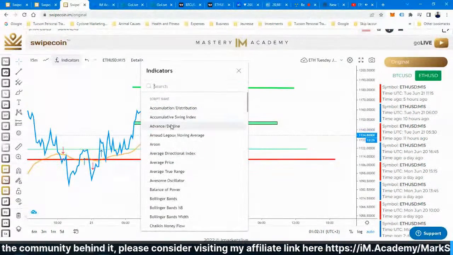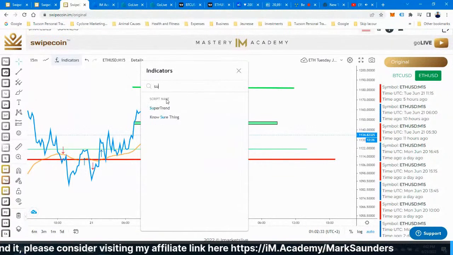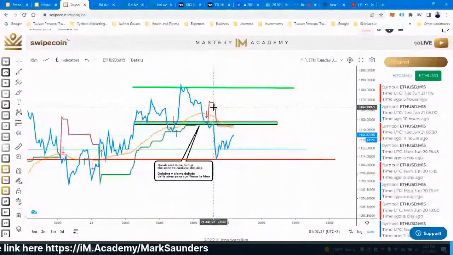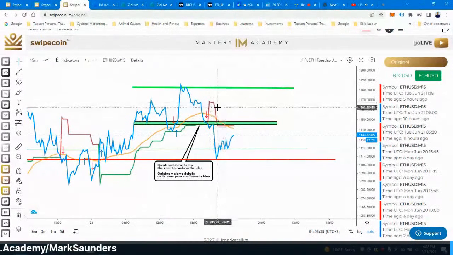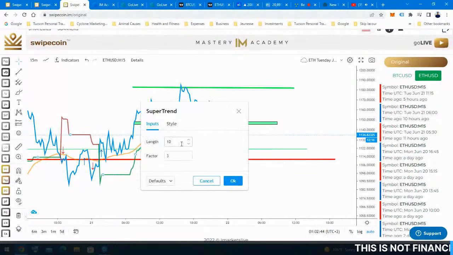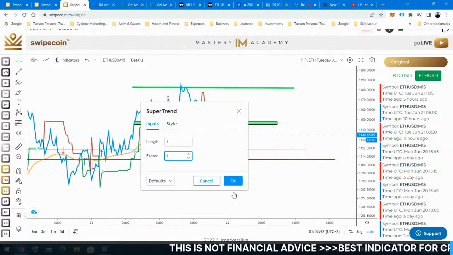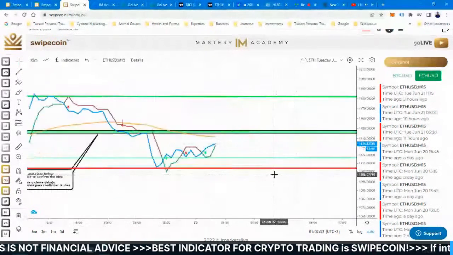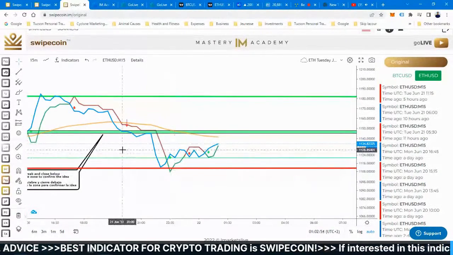I'm going to add the super trend indicator. It's a unique indicator that's unique to our members. And if you're interested in becoming a member and being a part of this community and learning how to use this system, and this is just part of the community, there's so much more to consider.